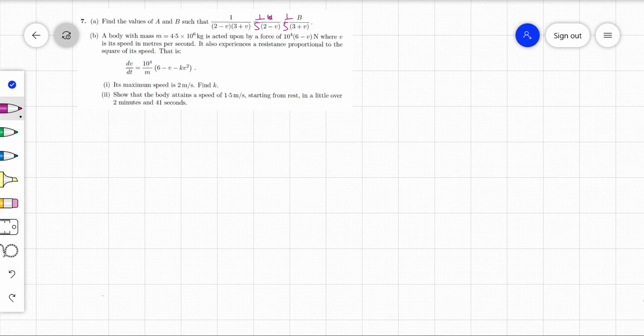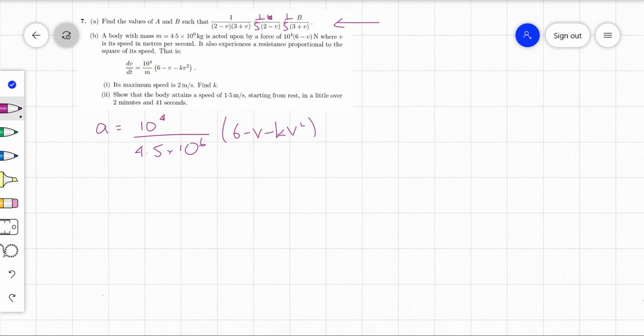All right, so let's go to the next one. So we've got all these words here basically, but they give us the dv/dt or the acceleration. So we know dv/dt or the acceleration is 10 to the power of 4 on the mass, which is 4.5 times 10 to the power of 6. And we've got 6 minus v minus kv squared. And clearly we're going to use this part up here at some stage in this question.